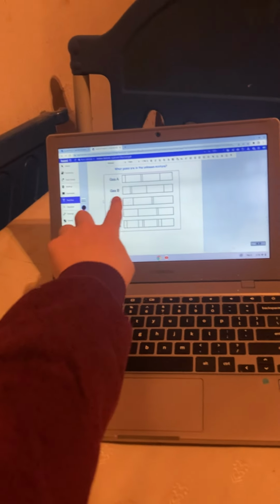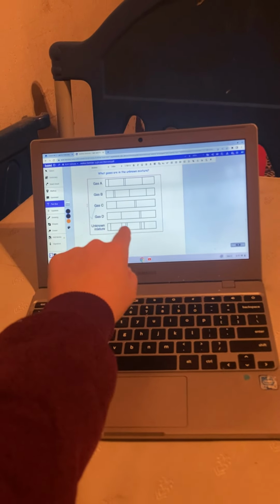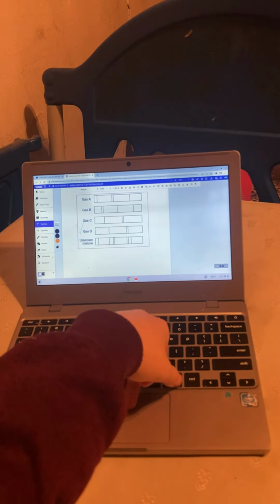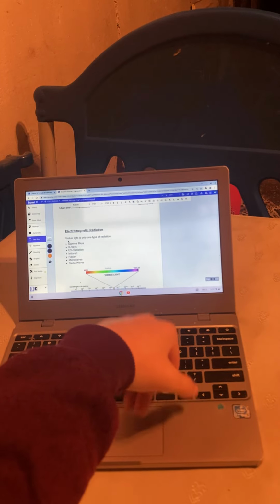You can drag the lines down to determine what the unknown mixture is and what gases would be in it. You have to do an exact thing.